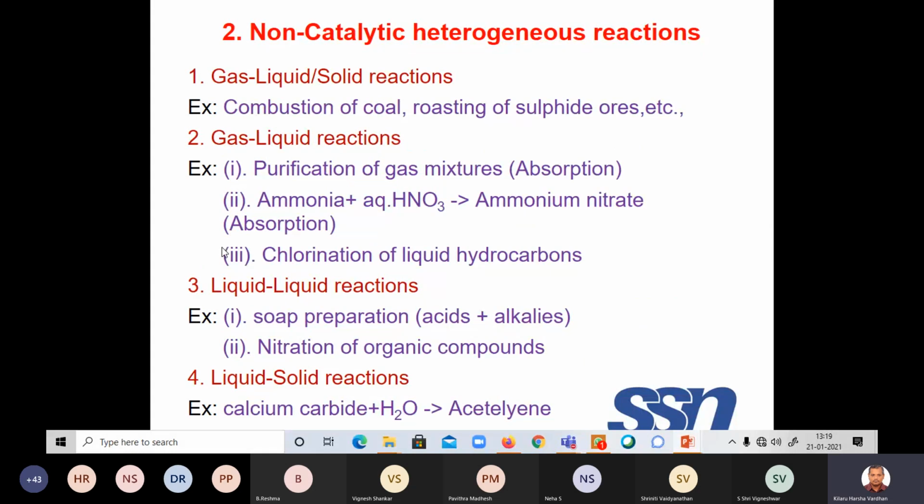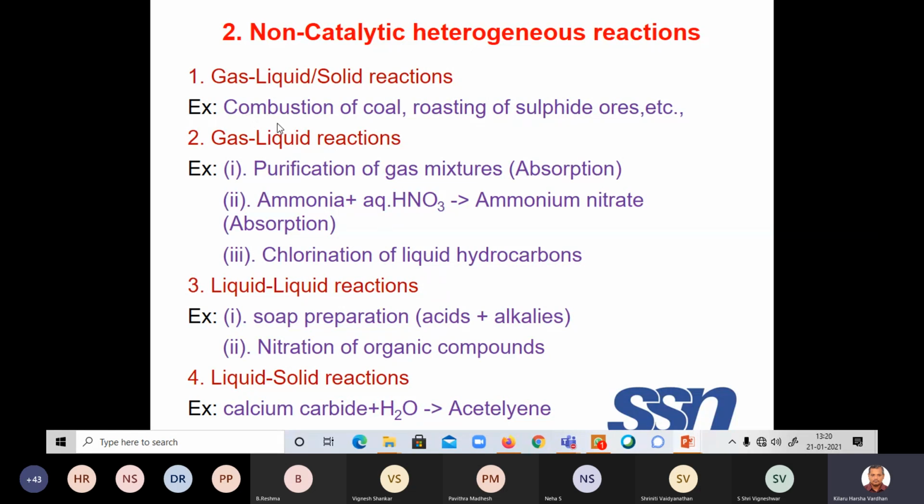Whereas if you go for non-catalyzed heterogeneous reactions, too many combinations will come, because here there is no catalyst. That means the solid phase can also take part in a combination. Now you see gas, liquid or gas, solid reactions. Gas can be a reactant, liquid can be the product, or gas can be a product, solid can be a reactant, or solid can be a product, gas can be a reactant, or whatever combination it is. Right? So you can see the examples of this.